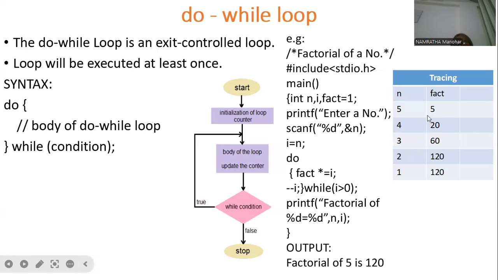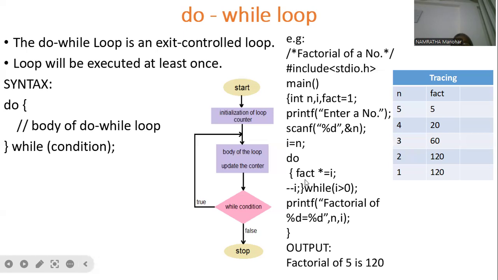Again, fact. So 5 into 4, 20. Fact becomes 20. After it becomes 20, again this condition, minus i, 4 becomes 3. Do while loop. Again, 3, multiply 20 with 3 and you're getting 60. Right? 2 is greater than 0. So again, multiply this 2 with the fact. So 2 into 60. i becomes 2, from 2 it becomes 1. 1 is greater than 0, 1 into 120. Now, once you decrement i, it becomes 0.